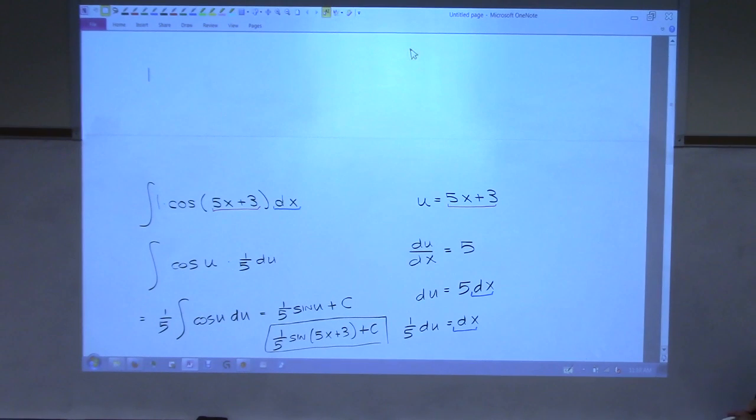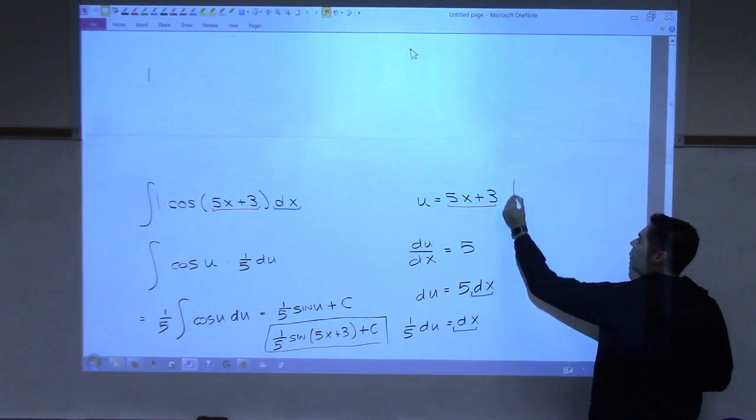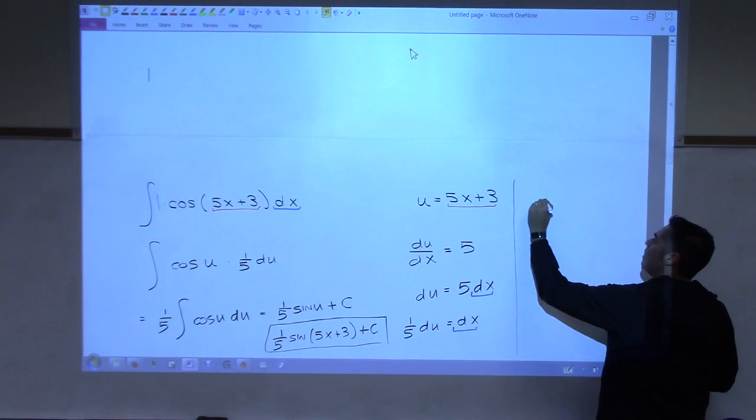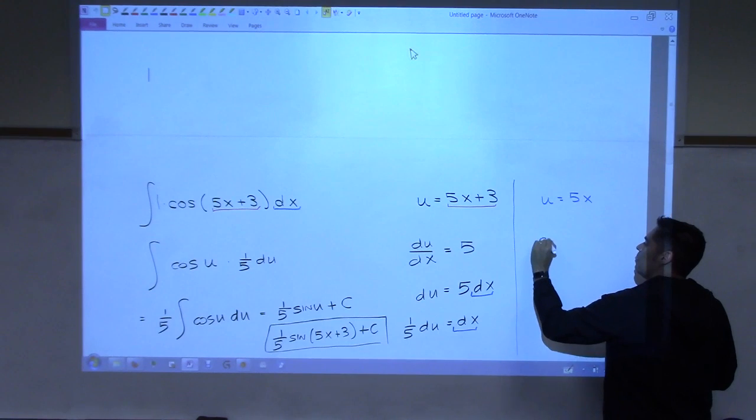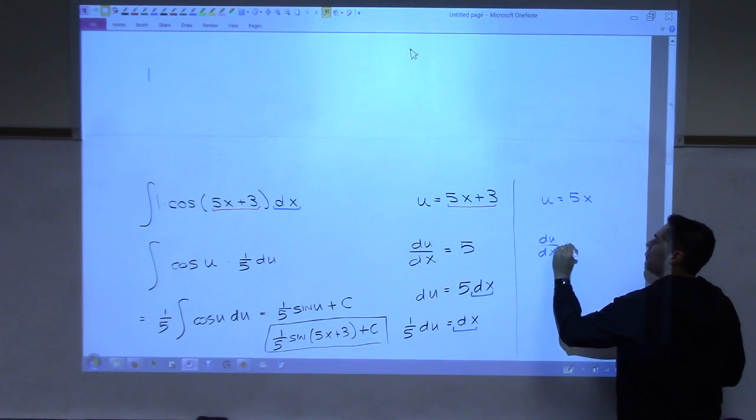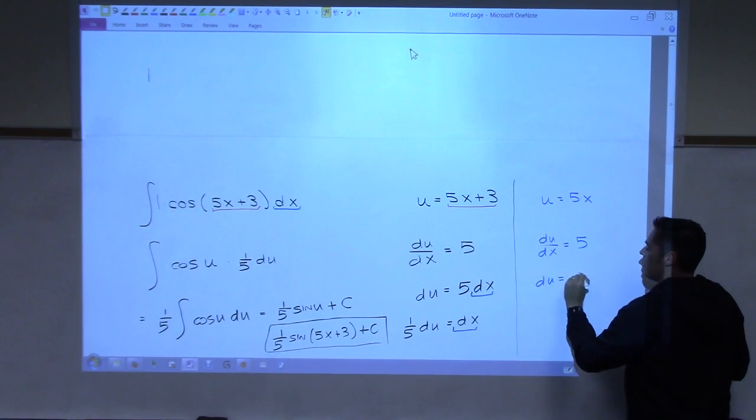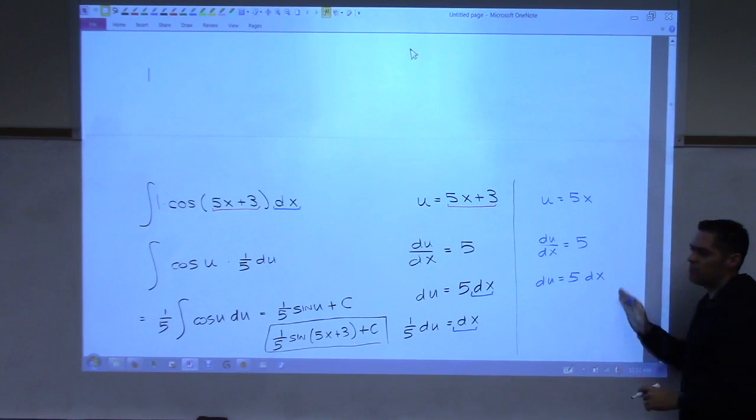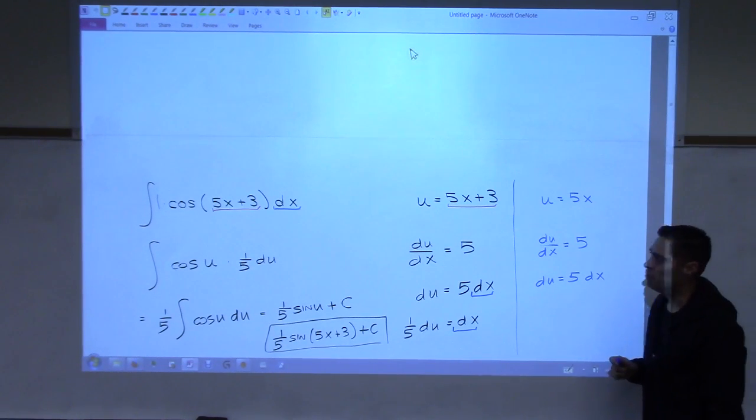Okay, so the question has been posed. What would happen had I not chosen 5x plus 3 and instead chose just 5x? Well, du/dx would be 5 still, wouldn't it? And du would be 5 dx, and I'd still be off by a constant, right? But let's see what happens when I rewrite the integral.